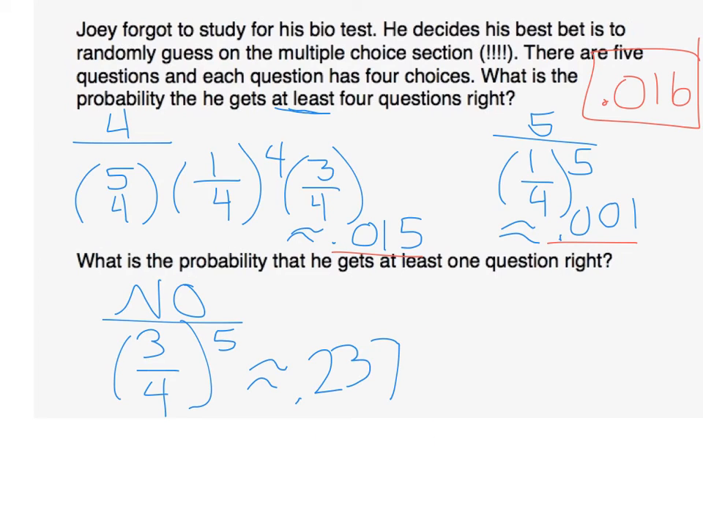So the rest of the time, he's going to get at least 1 question right. We can change this to a percent and subtract it from 100, or we can take the decimal and subtract it from 1. And if we do that, we get about 0.763, or about 76.3%.